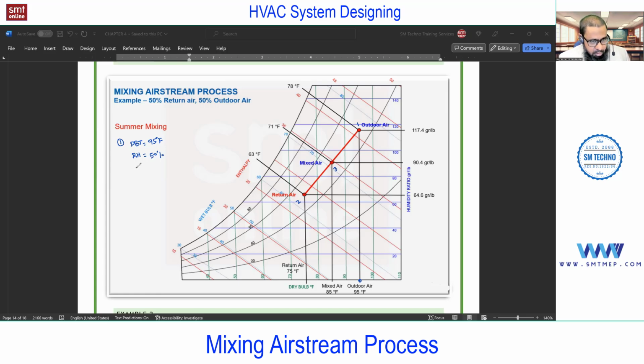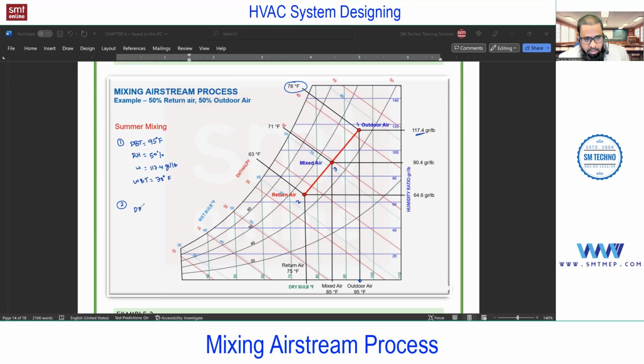And humidity ratio 117.4 grains per pound of dry air. You see this one. And WBT, wet bulb temperature, you see this is 78 degrees Fahrenheit. This is the condition of point 1. This condition air is going to mix with the point 2 condition. Point 2 is the return air, returned from the space only.